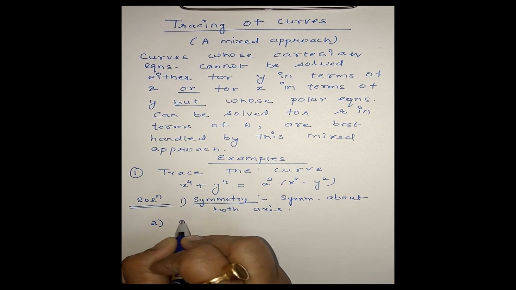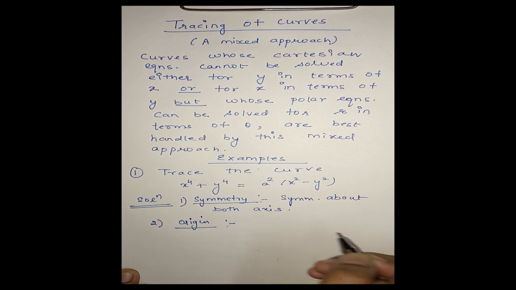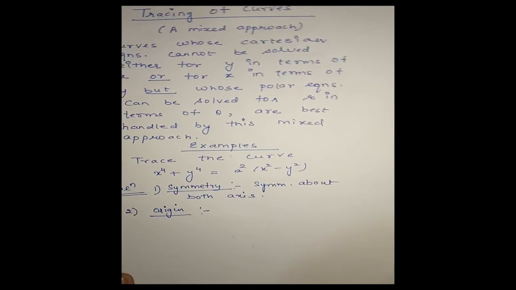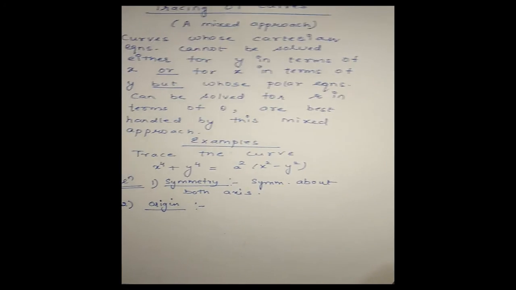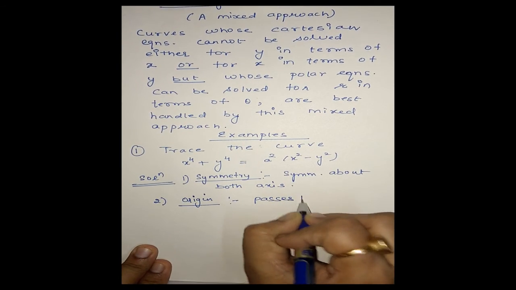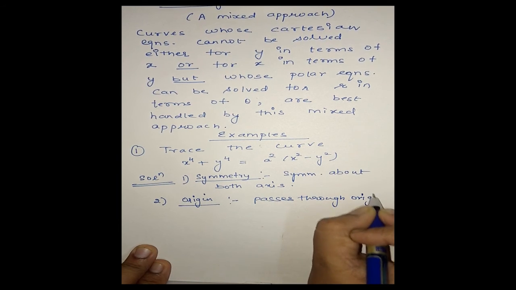Okay, next is the origin. On taking x to be 0 and y to be 0, this equation is satisfied. Therefore, this equation passes through the origin. Next is the tangent at the origin.